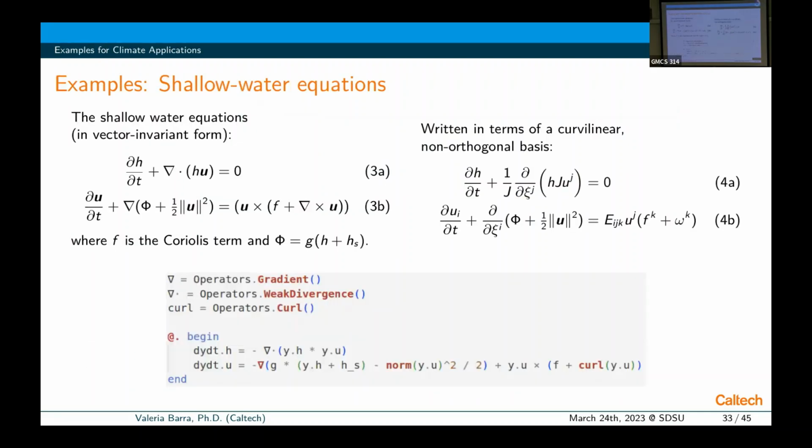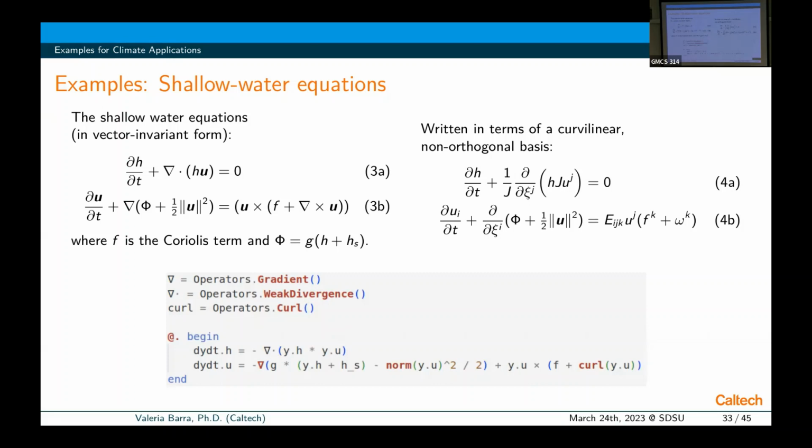As an example, I worked on the suite of shallow water equation solvers. If we look here on the top left, we have the shallow water equations in vector invariant form. And here on the right, we have them expressed in terms of a curvilinear basis. In the curvilinear basis, you will have this Jacobian popping out of the divergence operator, and the covariant and contravariant bases get a bit messy. But with our unified interface, this is how it translates into Julia code. And Julia is really nice because it allows you to use Unicode characters, so it's also very easy to read.